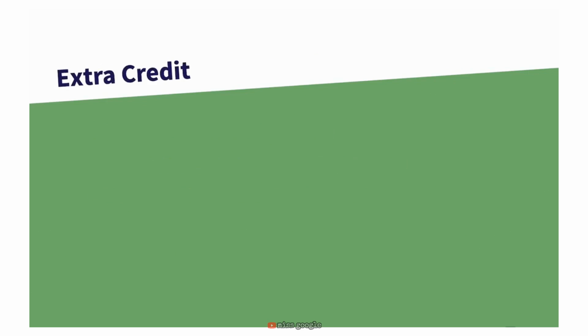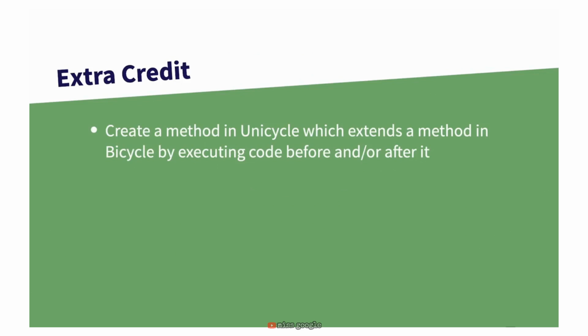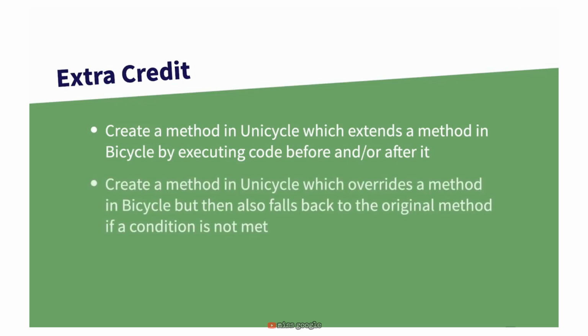And then last of all, I have an extra credit assignment for you. If you feel like you have a good handle on this, try to create a method in unicycle which extends a method in bicycle by executing code either before or after the bicycle's method. And then create another method in unicycle which overrides a method in bicycle, but will fall back to the original method if a condition is not met. What the behavior is in the parent or the subclass is really up to you. Get creative. The point is to try and implement these two design patterns.